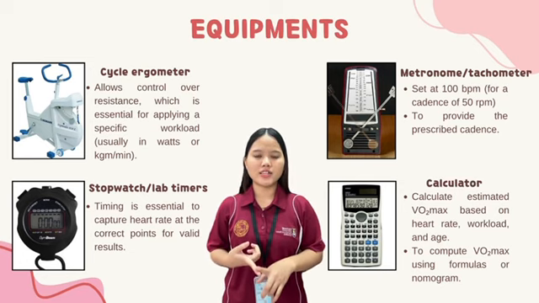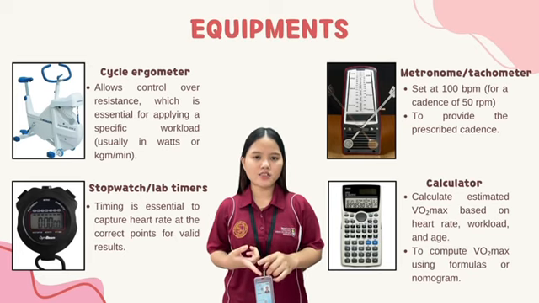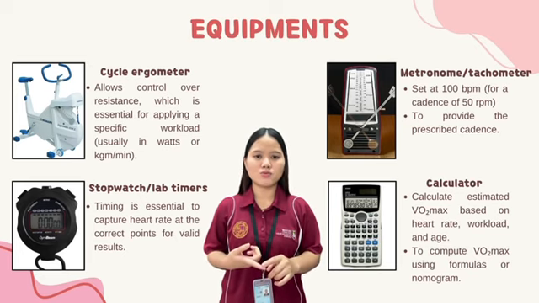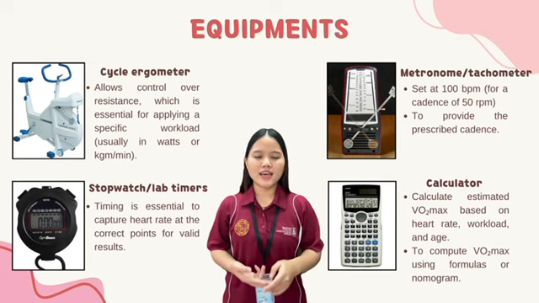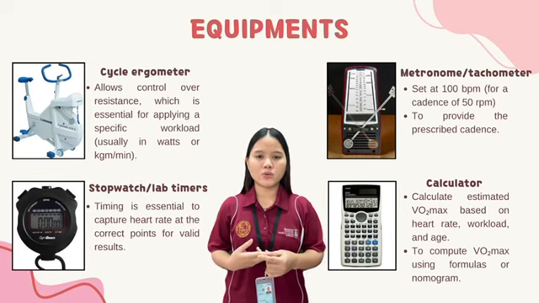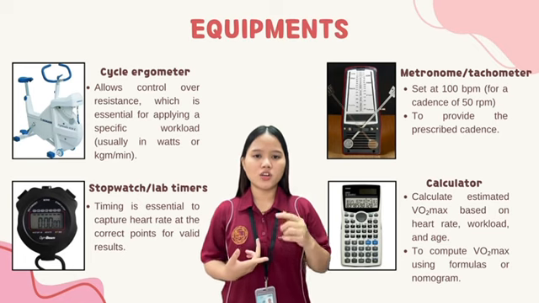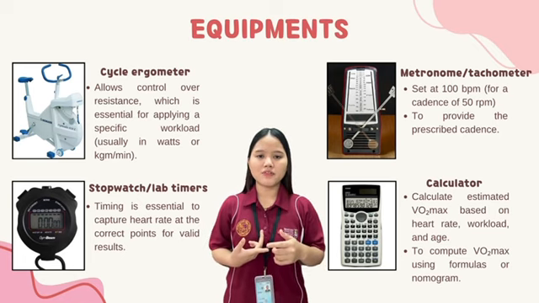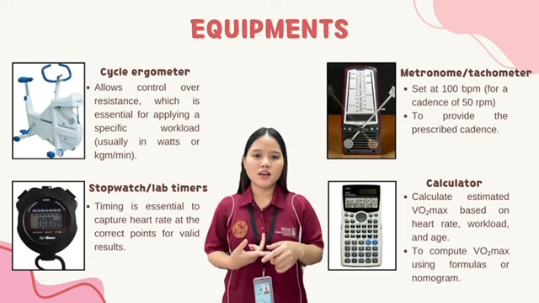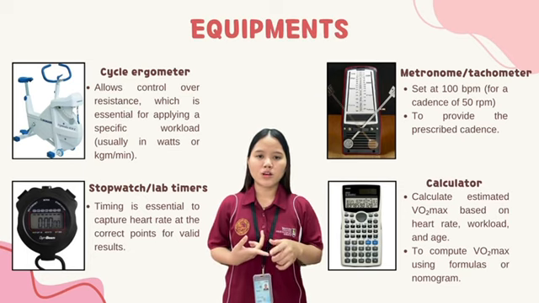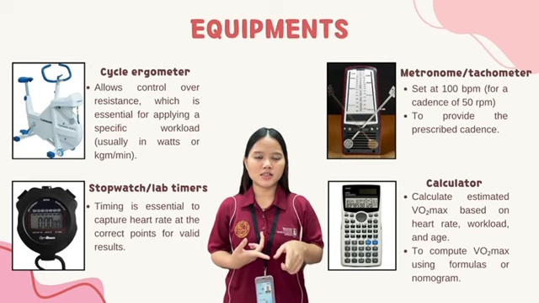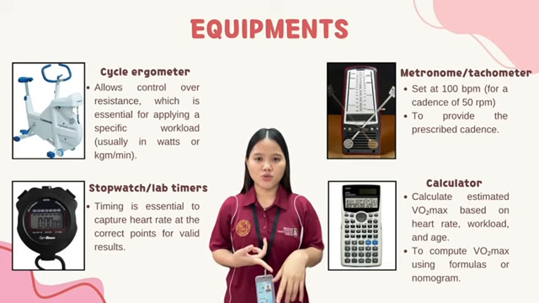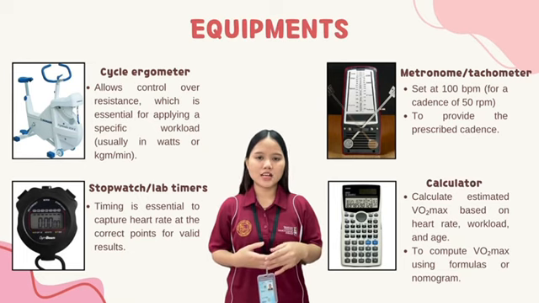The total test duration is 6 minutes and heart rate is usually recorded during the last 2 minutes to make sure the person has reached steady state heart rate. And third is a metronome or tachometer. A metronome helps the subject maintain the correct pedal cadence, which is 50 revolutions per minute. Since there are two pedal strokes in one revolution, the metronome is set to 100 beats per minute, 1 beat for each pedal stroke.